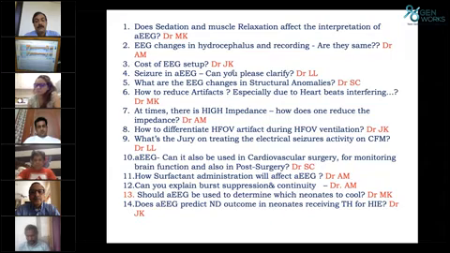Yeah. Moving on to the next question. This is for Dr. Monica. How to reduce artifact, especially due to heartbeats interfering?